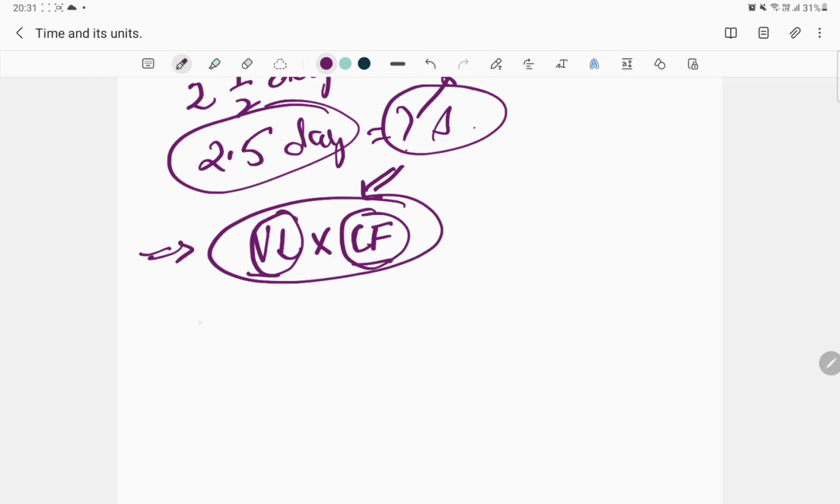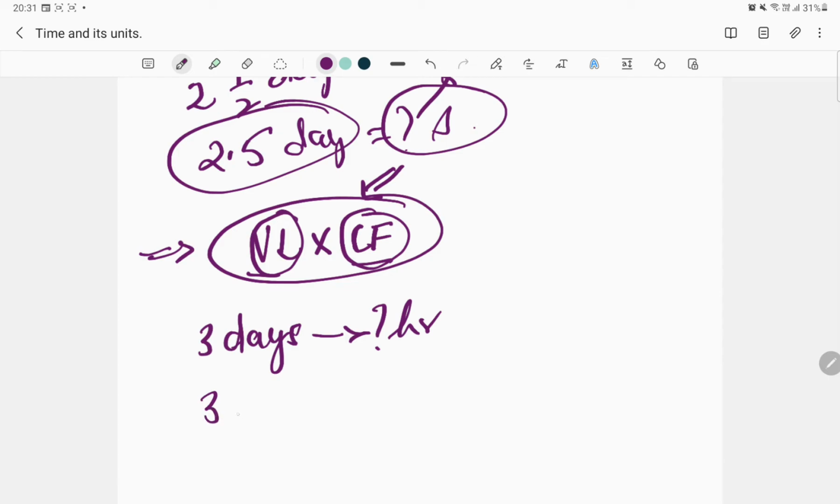So let us take a couple of problems for ourselves. Let us say I want to convert 3 days to hours. How many hours are 3 days? This is a simpler one, a straightforward, single step calculation.